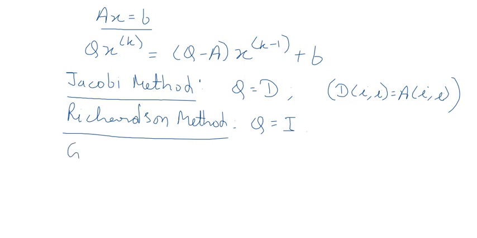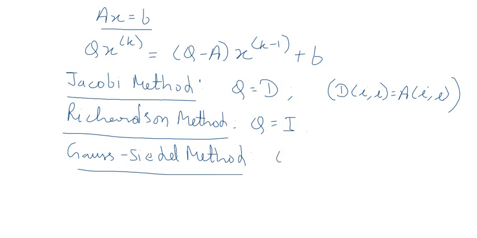For the Gauss-Seidel method, the splitting matrix was Q = L + D. So L is the strictly lower triangular part of the matrix A, which was explained in the last lecture, and D is the diagonal part of the matrix. Okay, right.